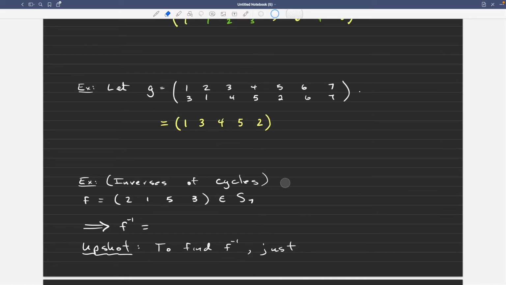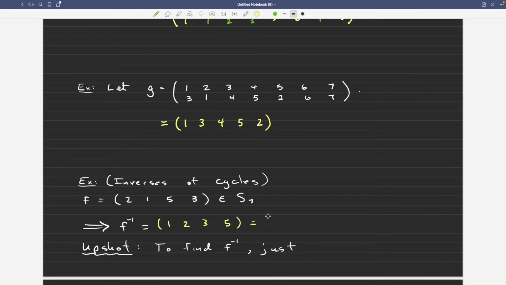Well, when we invert cycles, instead of reading from left to right, like so, we're going to reverse the arrows this way. So 3 goes to 5, 5 goes to 1, 1 goes to 2, and then 2 goes to 3, like that. So F inverse would be, if I just reverse everything, it doesn't matter which one you start on. Let's say you want to start with 1. If you start at 1 and you go backwards, 1 goes to 2, and then 2 goes to 3, and then 3 goes to 5, reading it backwards.